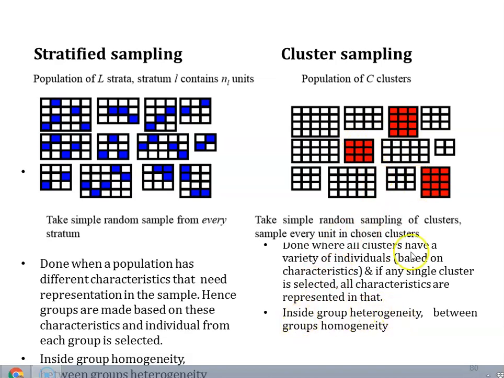So there's inside group heterogeneity and between groups homogeneity. That is, each cluster is like another cluster having a great variety, and the sample collected this way is representing the true population, having all the varieties. Purpose behind probability sampling is that our sample is representative of the population.